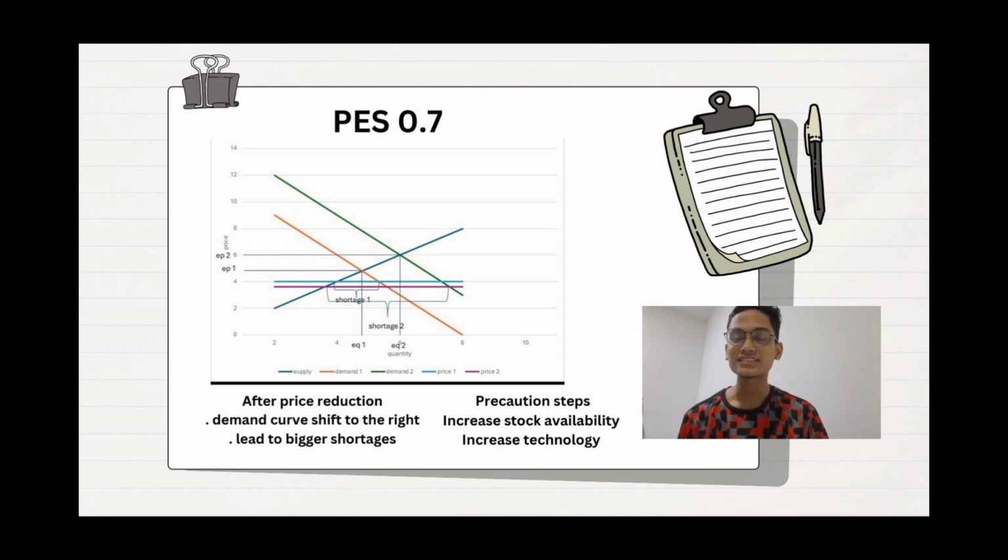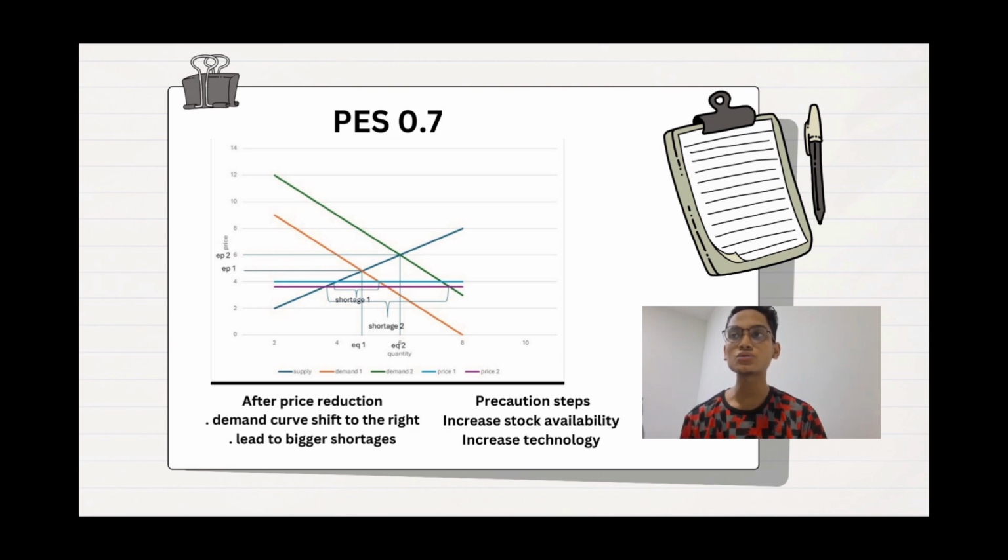As you can see in the graph, before the price reduction, demand and supply are at equilibrium EP1 and EQ1. After the price reduction, the demand curve will shift to the right because of the increase in quantity demanded, since consumers' income has increased. Since supply is inelastic, the supply curve is steep, leading to shortage.